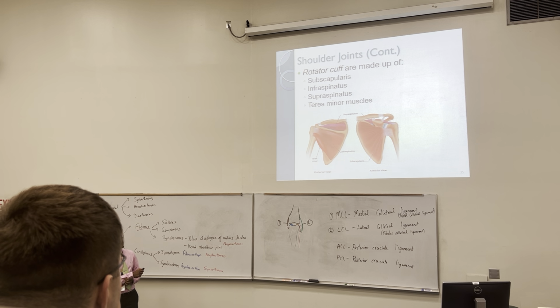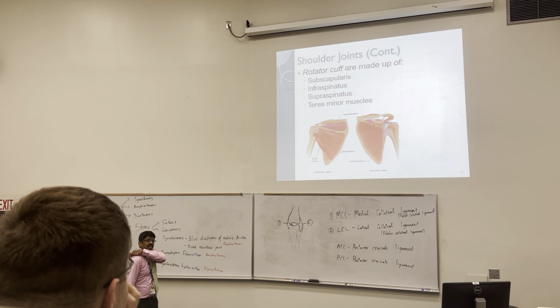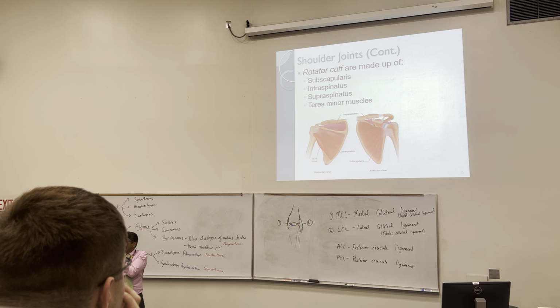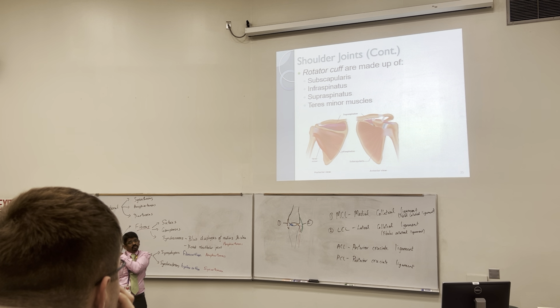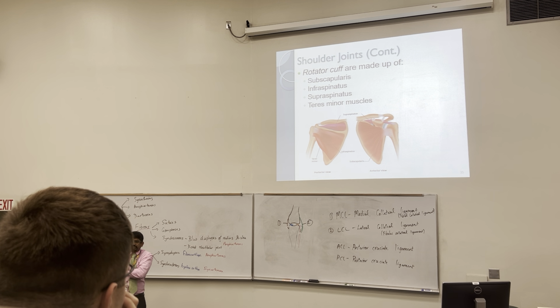So, do we remember where the spine of the scapula was? Yeah, it's at the back here, right? So, supraspinatus, where do you think that might be? Yeah, it's above the spine. That's basically where the name comes from. Infraspinatus, below the spine. While subscapularis is underneath the scapula, kind of the inside facing the chest wall.